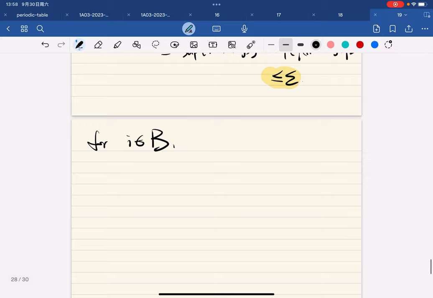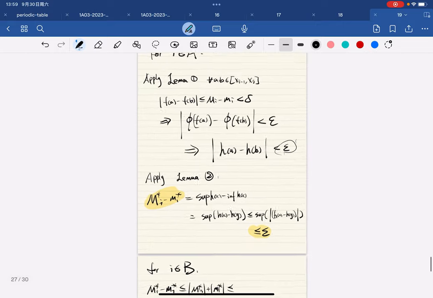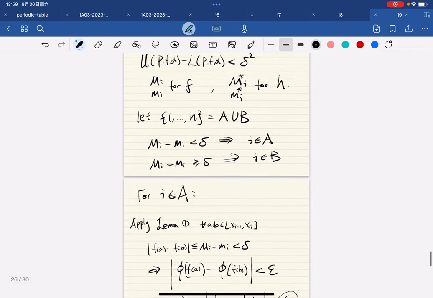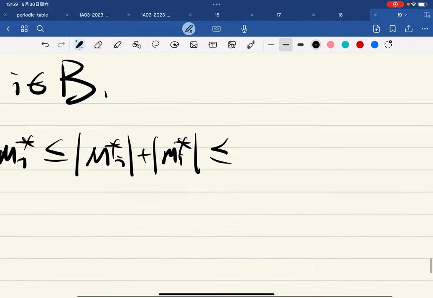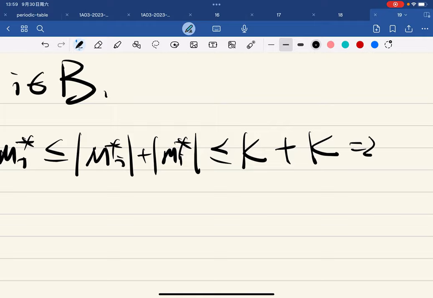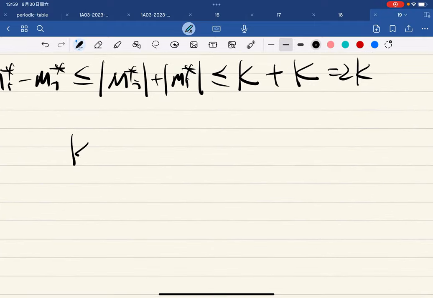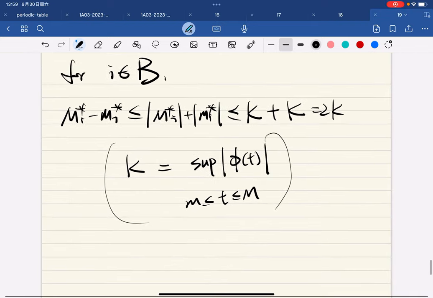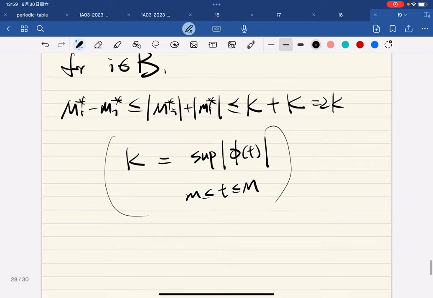For i in B, we have this is less than or equal to this, by the triangle inequality. This is less than, again, what we defined as k. I think we define something here. Less than or equal to k plus k. Let me explain what k is, where k equals the supremum of all phi of t. This is similar logic. So we have it for i in B.